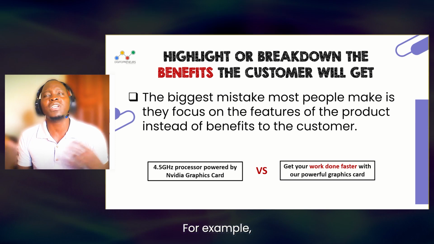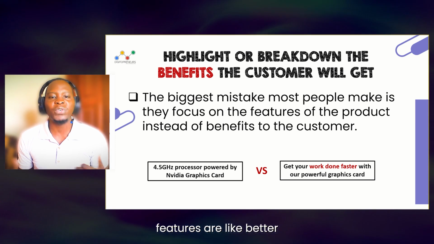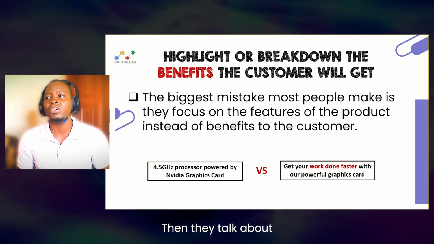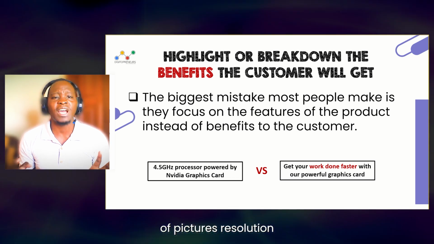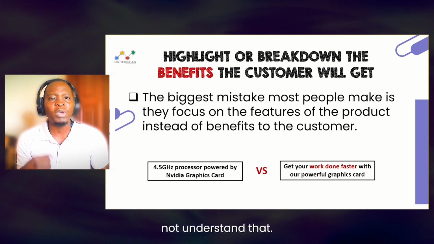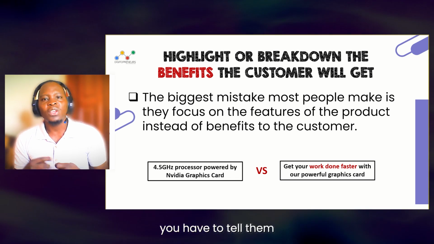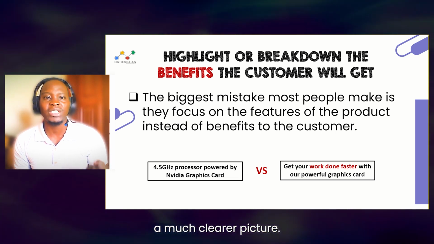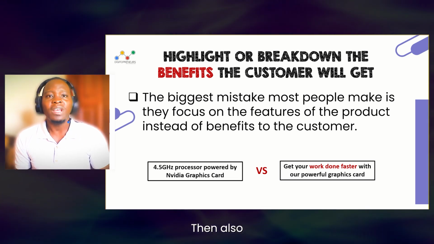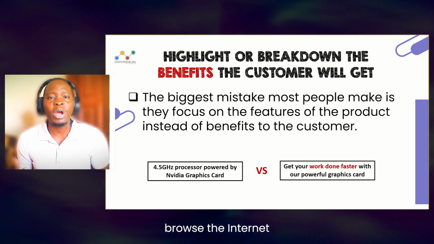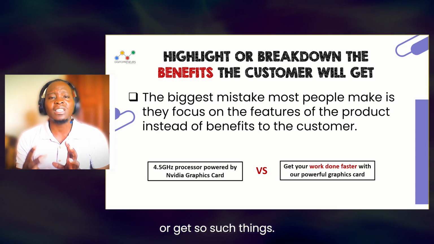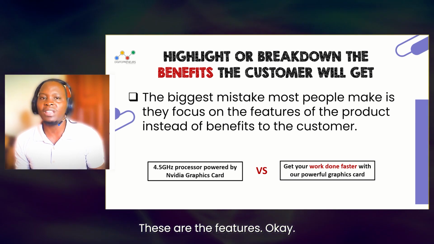Features I'm talking about, for example, if you're buying a TV, features are like a 24-inch LED screen. Then they talk about maybe the quality of picture, resolution, and all that. The customer may not understand that. Instead, you want to tell them that they will get a much clearer picture. Then also they will be able to browse the internet using that TV. Okay, so such things. What are the benefits vis-a-vis the features?